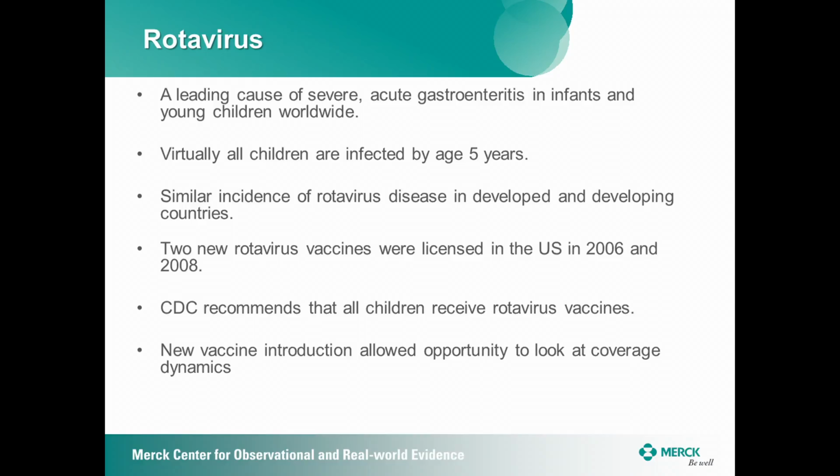So in 2006 and 2008, 2 vaccines were introduced in the US, were licensed, and were recommended by the US CDC to be used by all children, just like polio or tetanus or the other vaccines you know about. So this created a perfect opportunity in 2006 to say, what does that look like when a new vaccine is introduced? It doesn't happen very often, and how would that look?